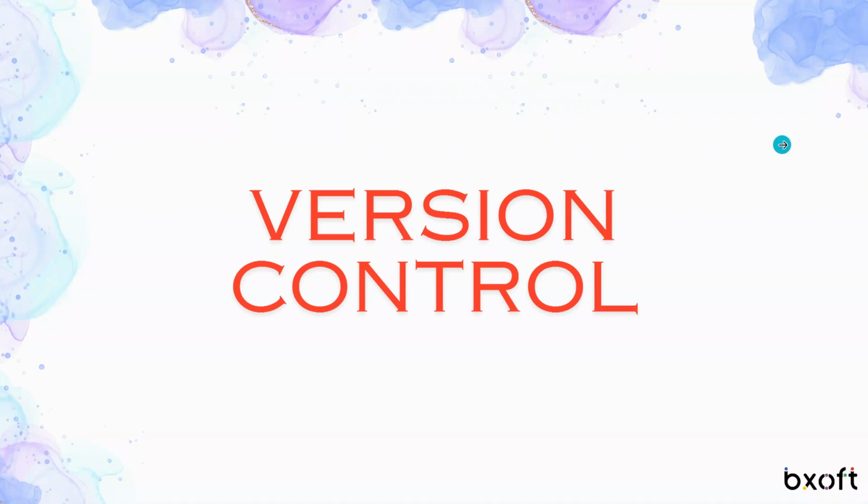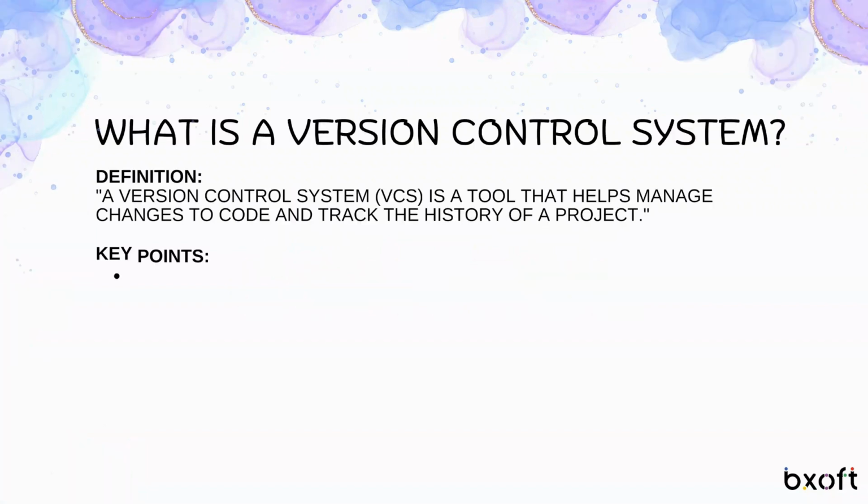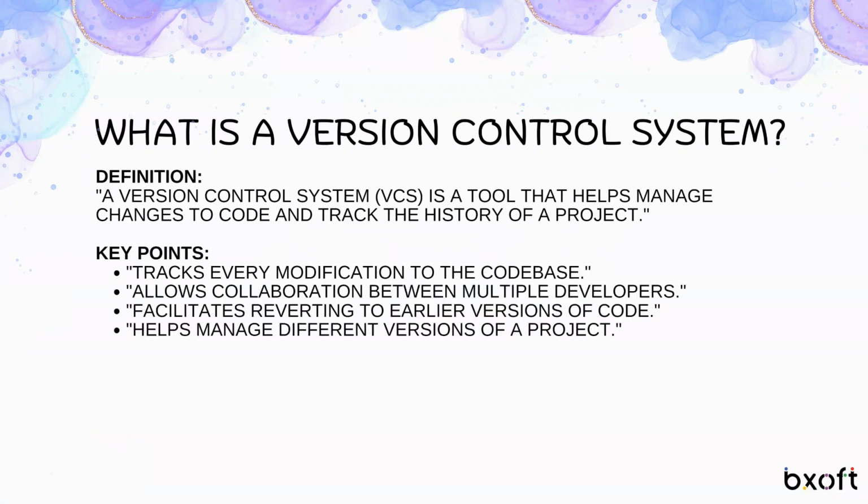Just imagine you are writing a large piece of software. Over time, you will make countless changes, some big and some small. A version control system tracks every single one of those changes, creating a complete history of your project. But it's not more than just a historical record. With a version control system, you can easily collaborate with other developers and manage different versions of your project. And if something goes wrong, you can always revert back to an earlier state.